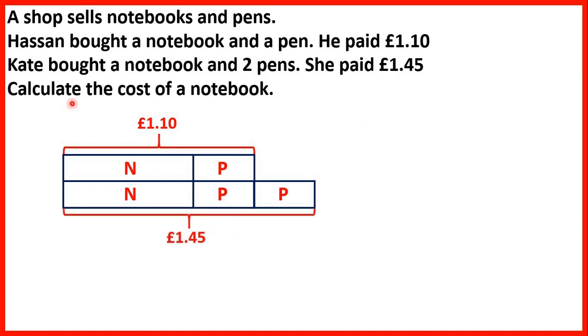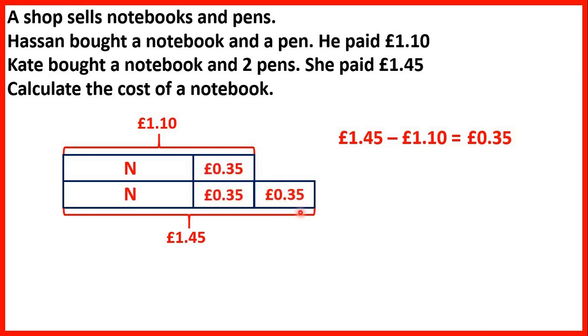So first, let's find out how much more Kate paid than Hassan. If we subtract £1.10 from £1.45, that gives us a difference of 35 pence. And for that extra 35 pence, Kate got 1 extra pen. So we know that the pens cost 35 pence. And knowing that means that we can calculate the cost of a notebook.